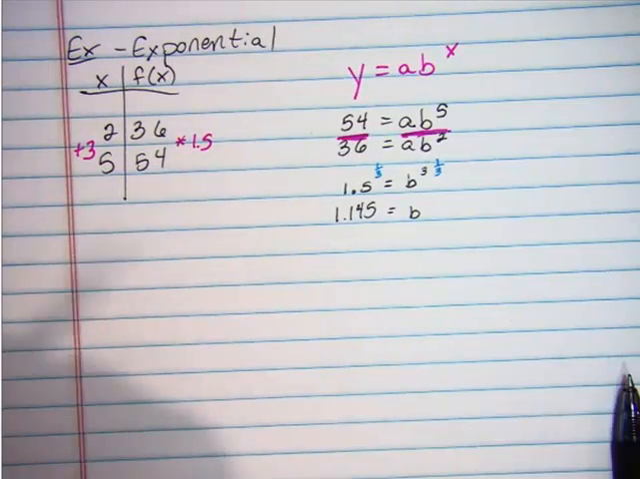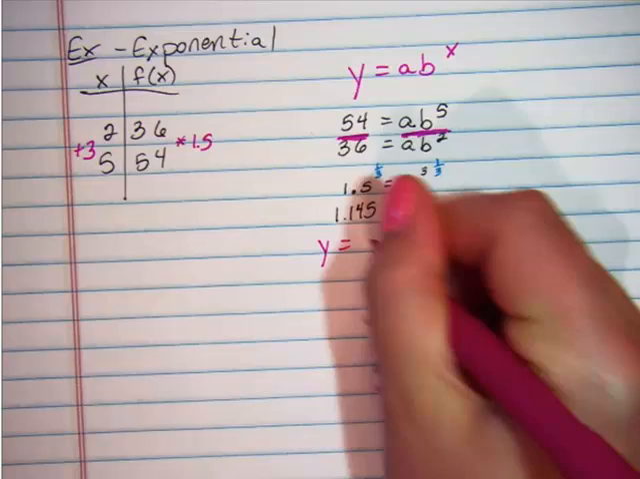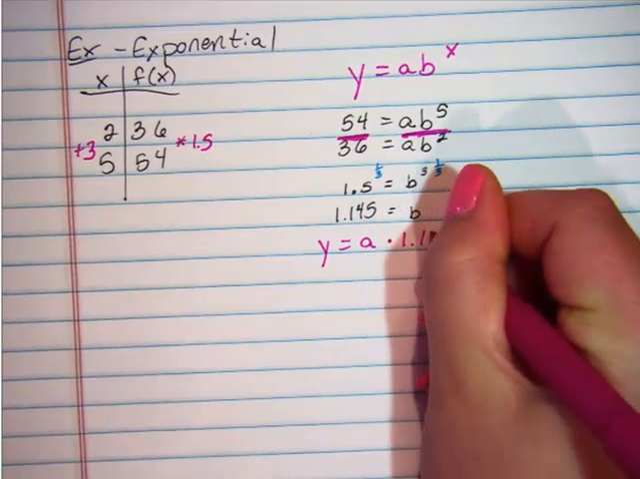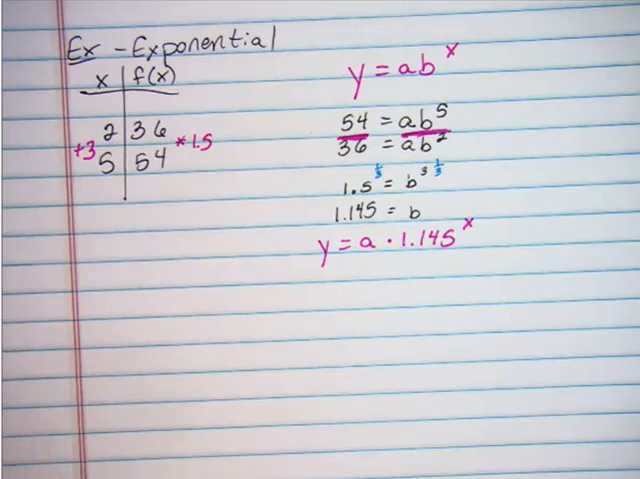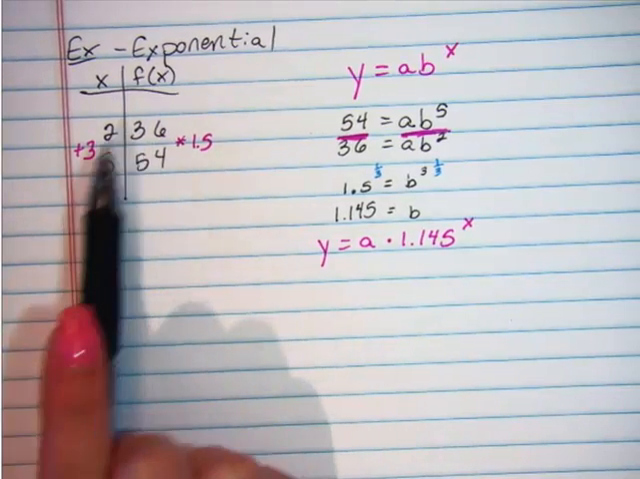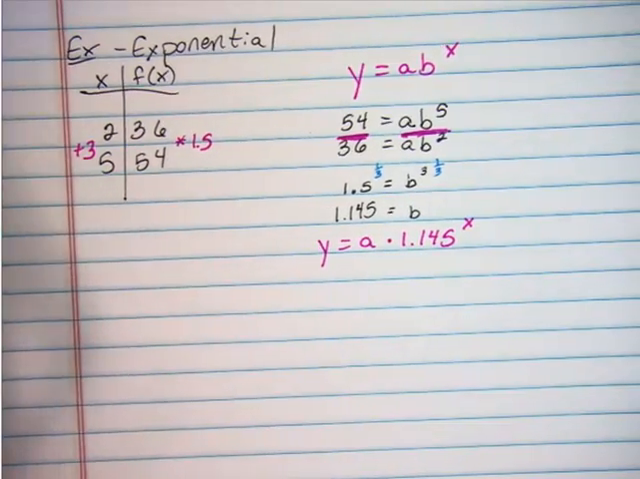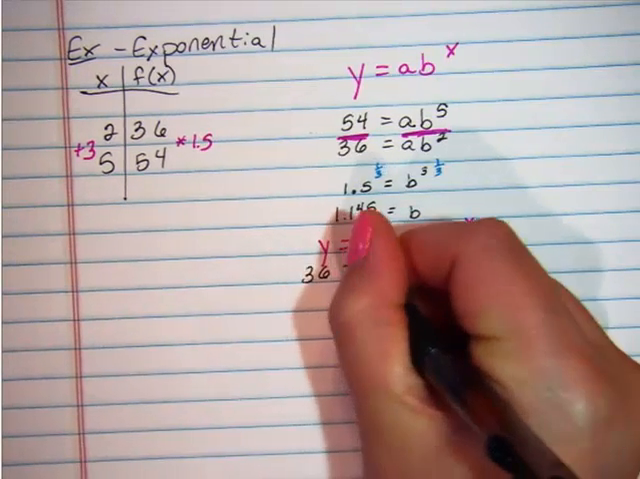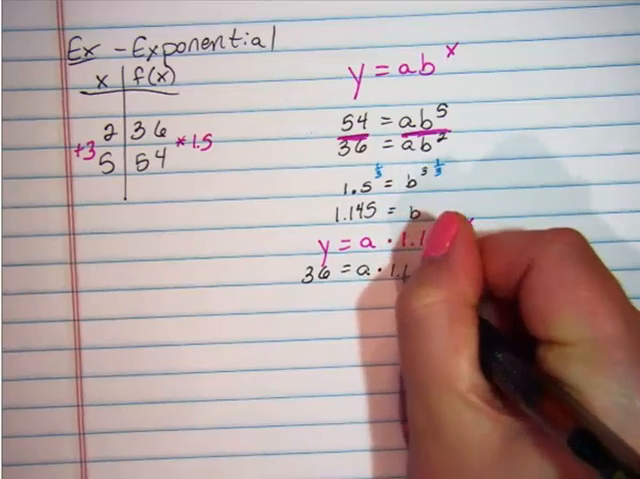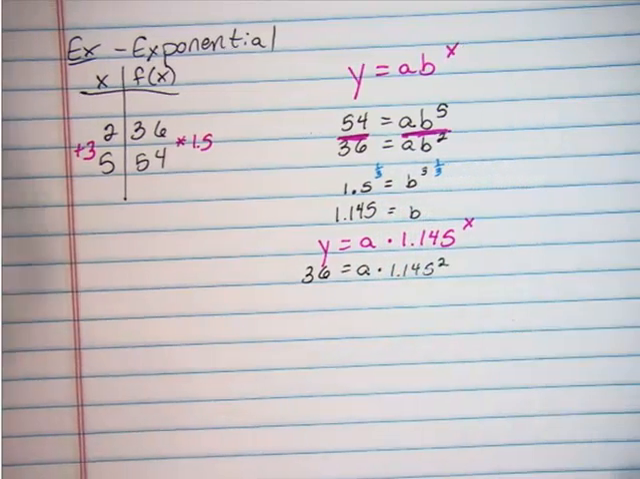So now the equation that I have is y equals a times 1.145 to the x. So now I just need my a value. To find your a value, plug in one of the 2 points. It doesn't matter which one. Plug in 2, 36 or plug in 5, 54, whichever one seems easier for you. I like smaller numbers, so I'm going to do the first one. So 36 equals a times 1.145 squared.